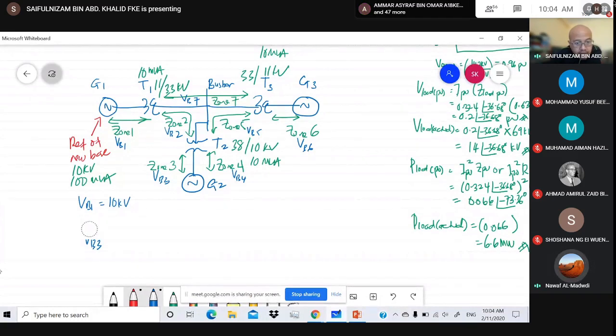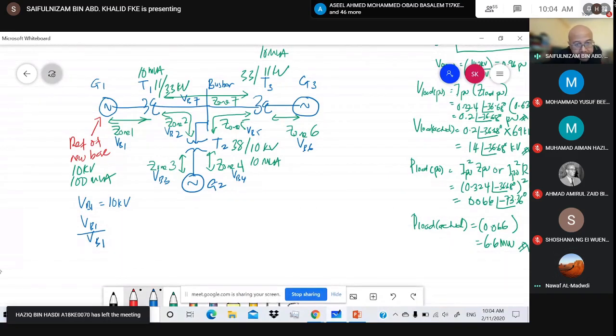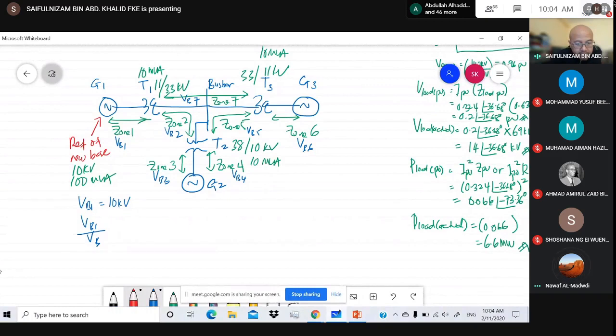VB1 over VB2. Because you bring from the generator, you start from generator 1, right? So you bring from the generator voltage to the other section. So VB1 over VB2 equal to 11 over 33, right? Okay. So you solve for VB2 equal to 10 times 33k over 11k.